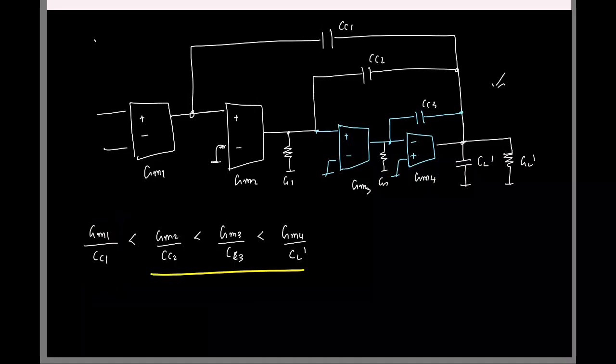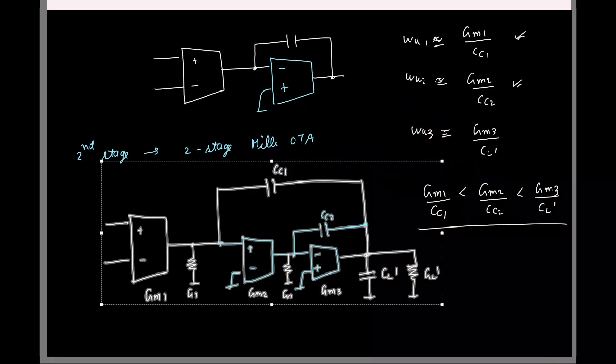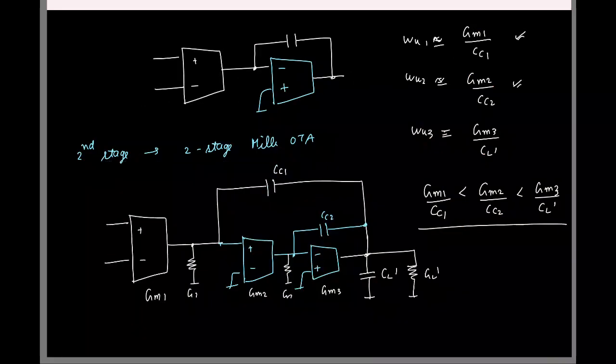So yeah, okay. And I forgot to give a name for this. Whenever you come up with something, the first thing is to give names. So this technique is called nested Miller compensation.